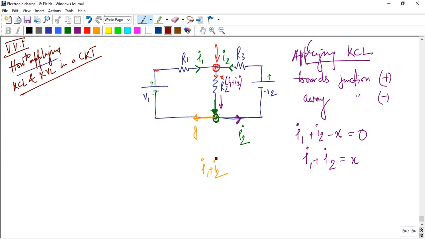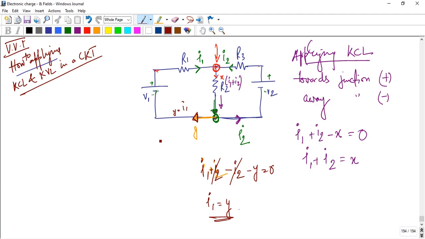So towards the junction plus I1, plus I2, and leave the junction with a minus I2, and there is a y also leaving the junction, minus y equal to 0. So cancel these two. So I1 equals y. So our assumption will be right, because this line is a series line. The current value will be the same here. So that's the I1. So y equals I1.